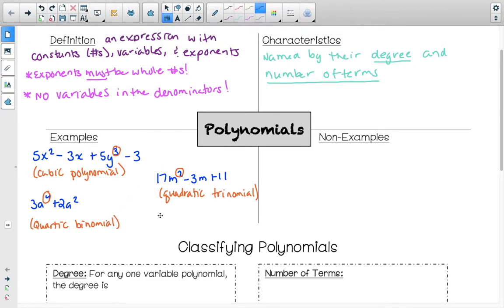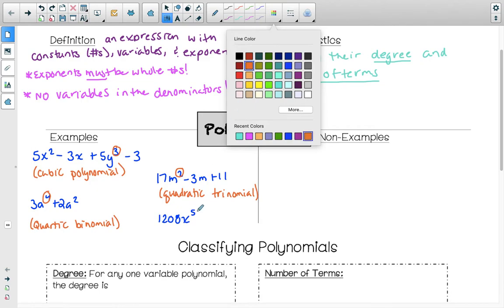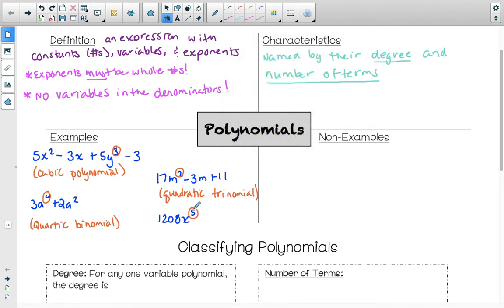Another example we can have is 1208 x to the 5th. This is considered a polynomial because it has constants, it has numbers, it has variables. All the exponents are whole numbers, and there are no variables in the denominator. This one has the highest exponent of 5, which has a name of quintic. And there is only one term because there's no addition or subtraction in here. It's a monomial. Quintic monomial.